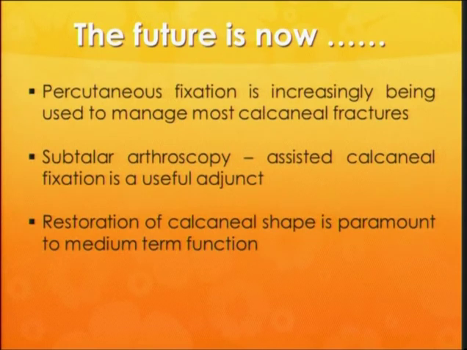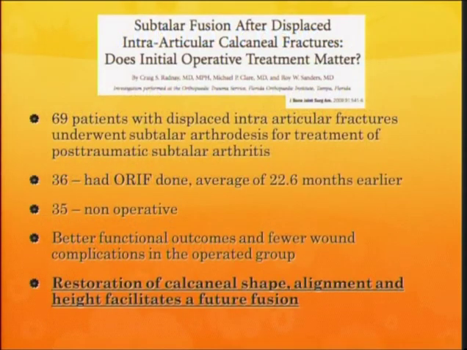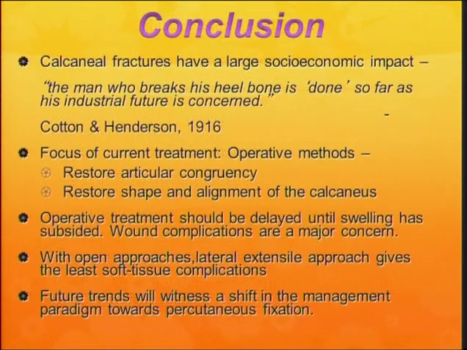Subtalar arthroscopy does help, but restoration of the shape is just as important, if not more important, than restoration of the joint line. Okay? Subtalar arthrodesis is another option. I'll skim through that. I just want to conclude by saying operative intervention aims to restore articular congruity, and also the shape and alignment. Operative treatment is important to go in at the right time. With open approaches, if you're going to do them, it should be a lateral extensile approach. In the future, most of these fractures will probably be dealt with by percutaneous fixation, plus or minus subtalar arthroscopy.